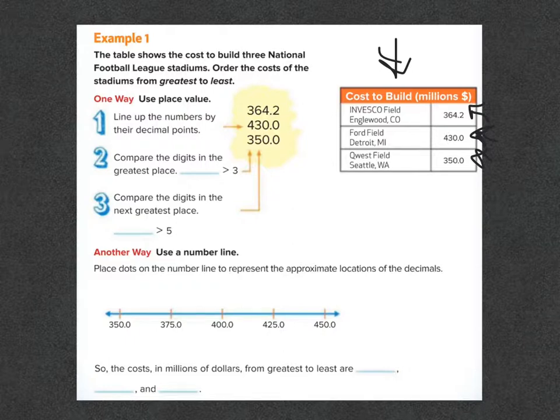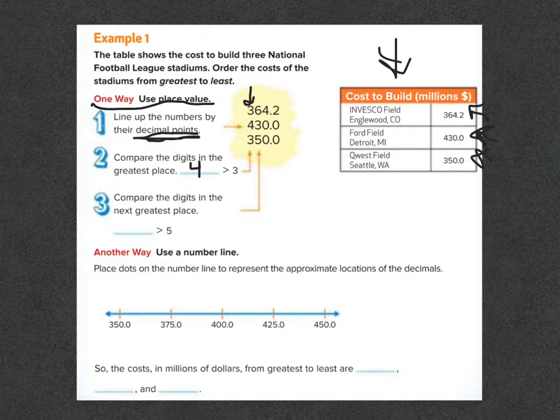Okay, there we go. So first we are going to practice using place value to compare our numbers. So we need to line up the numbers by their decimal points. Okay, so if I line up all my decimal points, I'm going to compare the digits in the greatest place, which is the hundreds place in this particular case. It's really 100 millions, but they just shortened them up for us. So we know that 4 is greater than 3. So I know that 430 million is going to be the biggest.